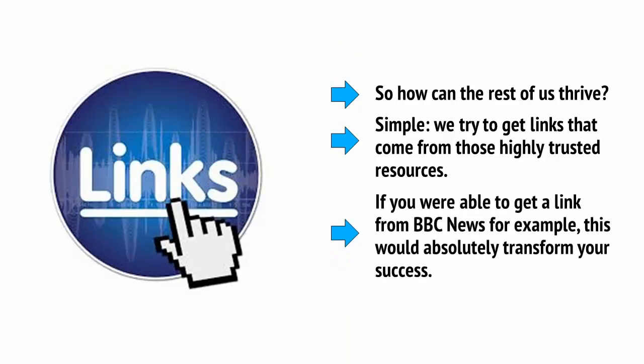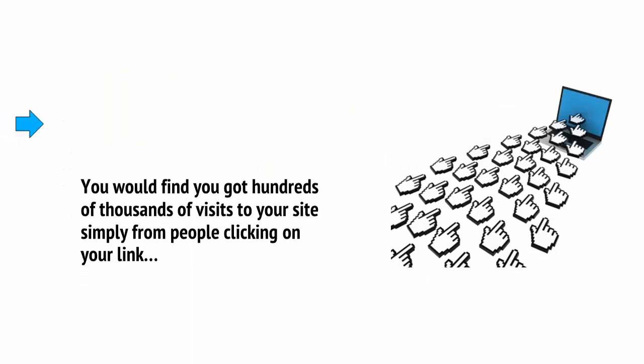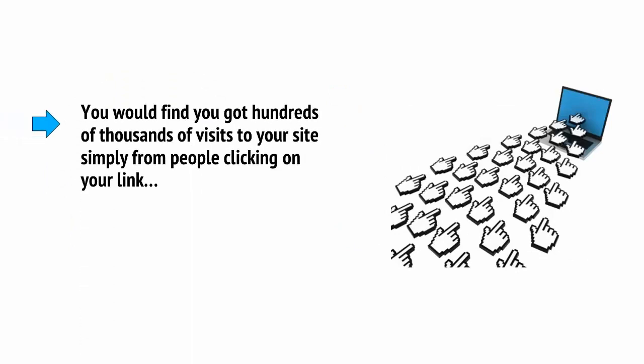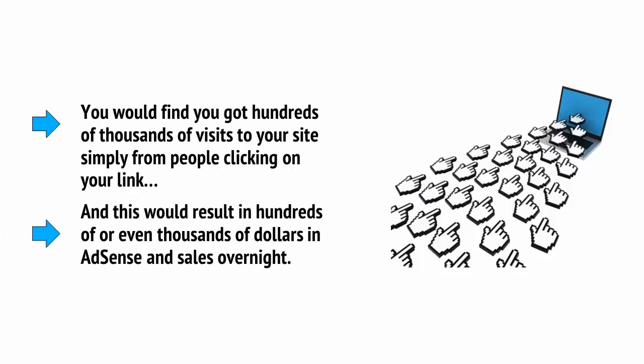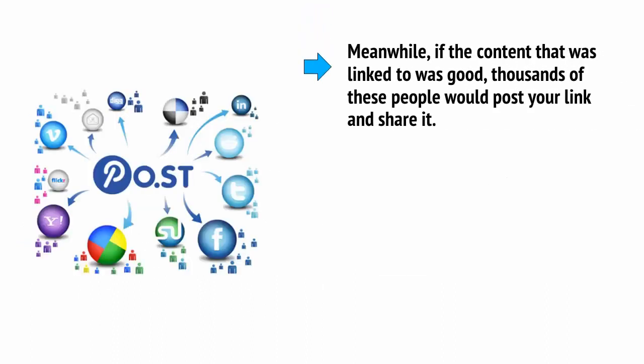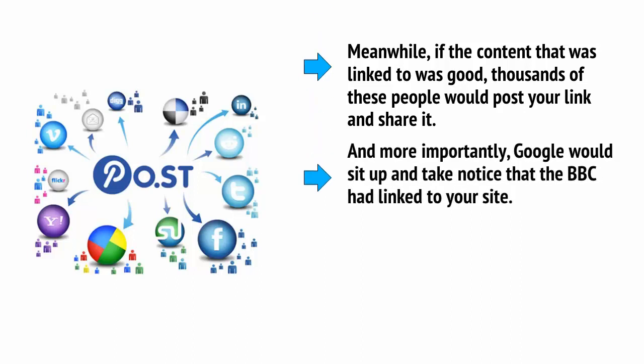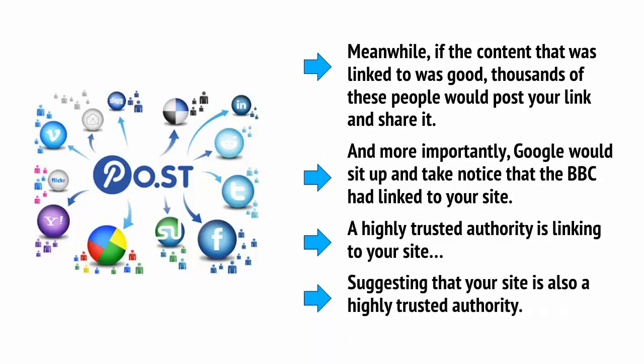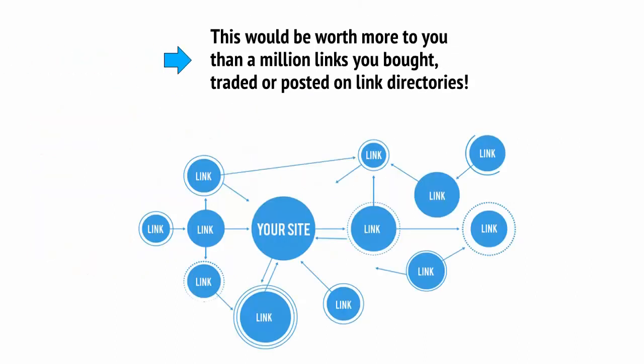If you were able to get a link from BBC News, for example, this would absolutely transform your success. You would find you got hundreds of thousands of visits to your site simply from people clicking on your link, and this would result in hundreds or even thousands of dollars in AdSense and sales overnight. Meanwhile, if the content that was linked to was good, thousands of these people would post your link and share it. And more importantly, Google would sit up and take notice that the BBC had linked to your site. A highly trusted authority is linking to your site, suggesting that your site is also a highly trusted authority. This will be worth more to you than 1,000,000 links you bought, traded, or posted on link directories.